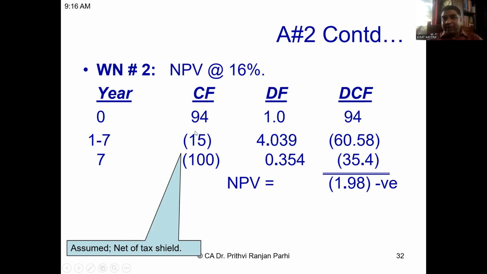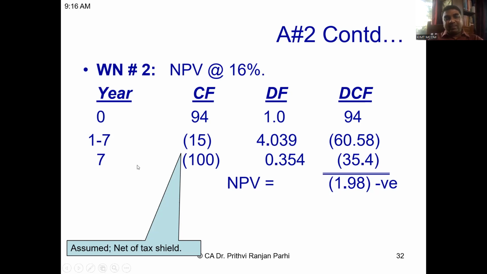Second is an annuity. It is not one cash flow. For 7 years, every year 15 rupees will be paid. Right? So what is the discount factor for that at 16%? We have to calculate that. How to calculate? We have to refer to a table. These tables are readily available in the financial management books. So we'll see that at 16% for 7 years, what is the factor we'll be computing here.